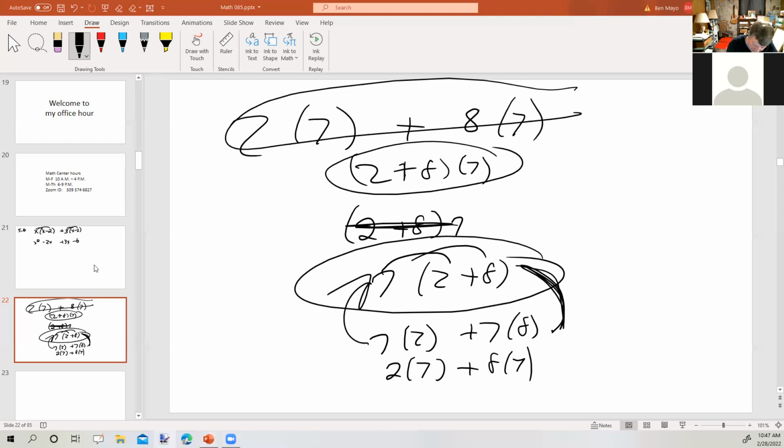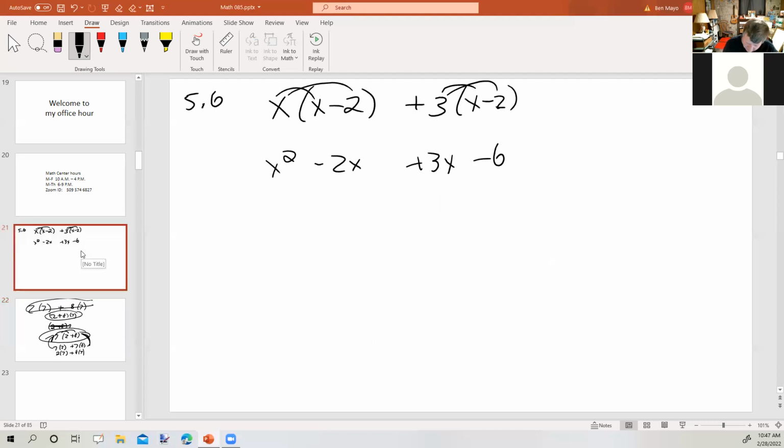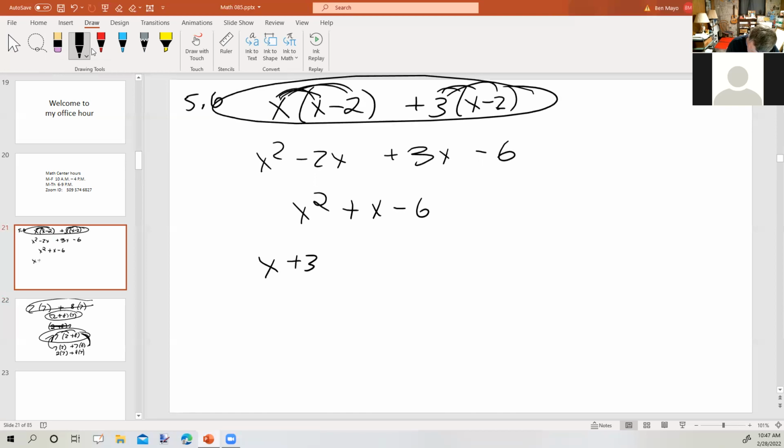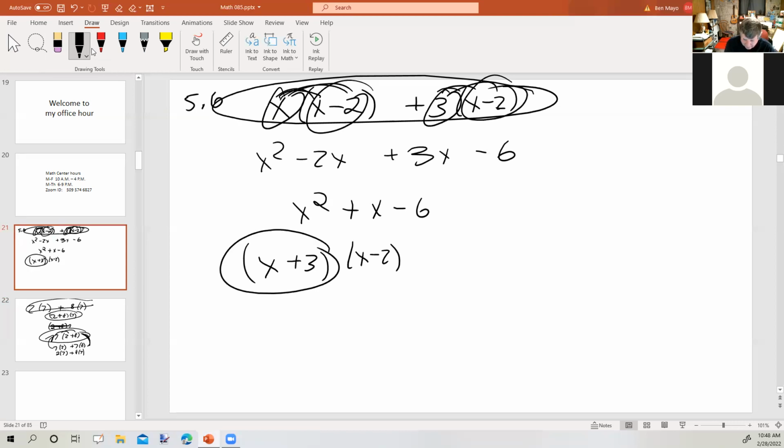Okay, I understand. Let's go back. Took me a minute. That's okay. So what I'm saying here is that this plus this, which ultimately is that, is the same thing as saying x plus 3 times x minus 2. I've got x times this plus 3 times that, so I've got x plus 3 times that.